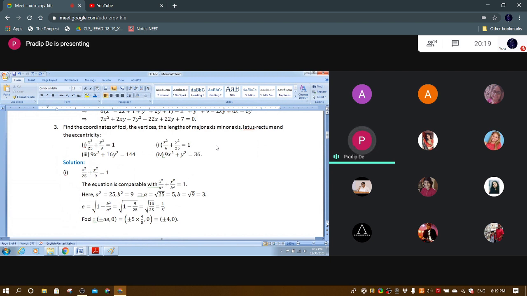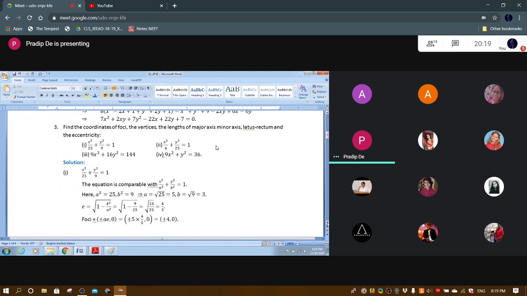Foci. The coordinates are plus minus ae comma 0. Substitute the values. We know a. Just now we have found e. Just substitute them. Get the coordinates plus minus 4 comma 0. Note this down. I'll ask you to solve other questions. When I'm solving part 1, I may ask you to solve part 3.